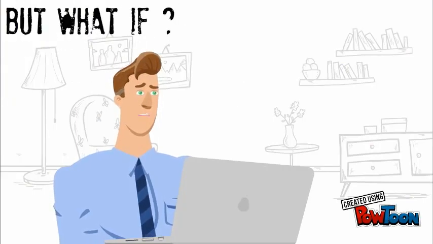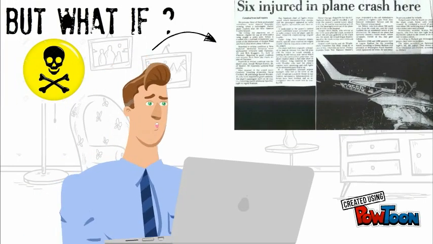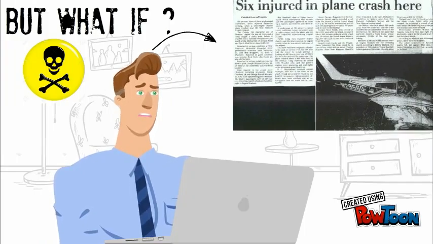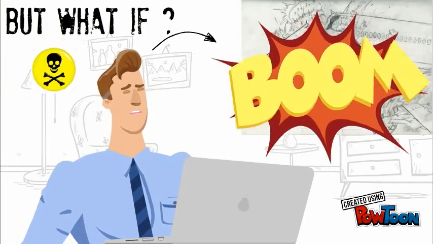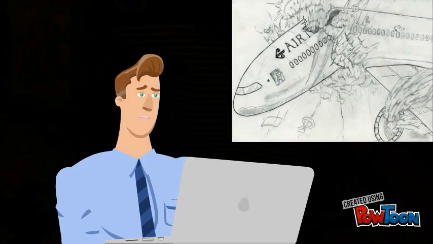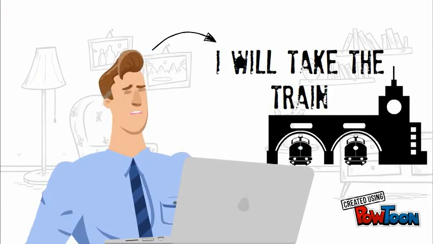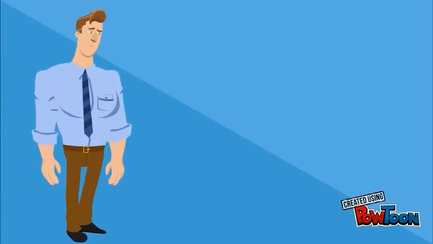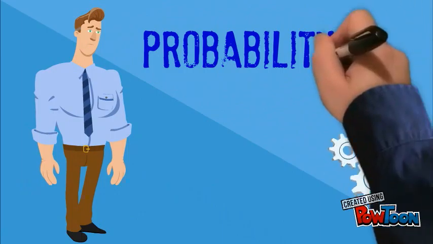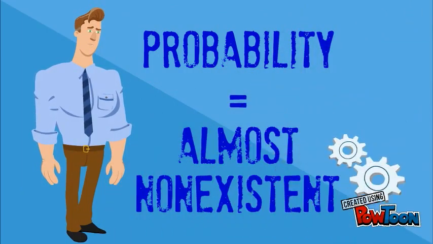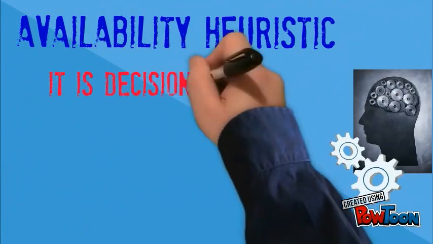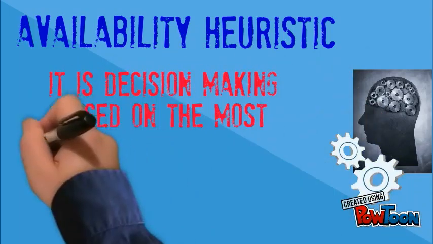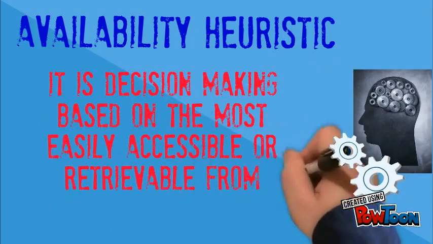A dramatic event temporarily increases the availability of its category in the mind. A plane crash that attracted media coverage will temporarily alter Mr. Superhero's feelings about the safety of flying. Mr. Superhero fears something that has an almost zero probability of occurring due to the ease with which a plane crash instance is brought to his mind. This is availability heuristic. It is decision-making based on the most easily accessible or retrievable from one's mind.